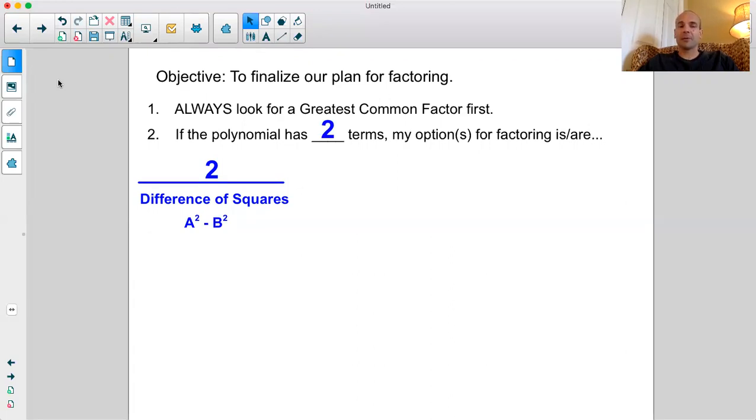I'm looking at a binomial. I'm looking at 2 terms. The first one's a perfect square. The second one's a perfect square. There's a minus sign in the middle. I've identified it as a difference of squares. Well, then that means that my factored form is going to look like this.